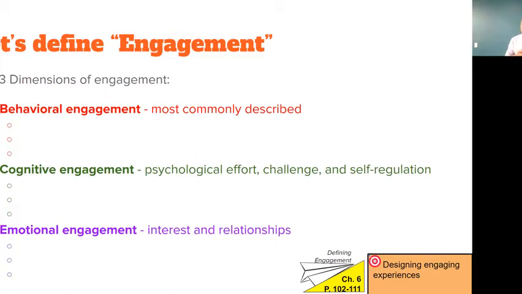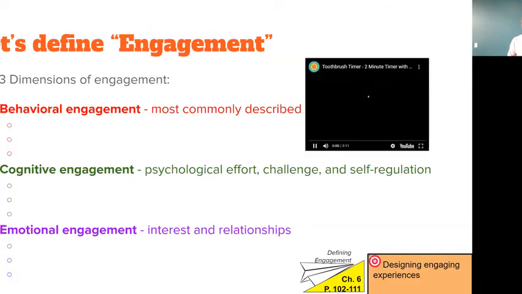So just to tease out what you think these might look like, we're going to give you 2 minutes to think about what are the observables, what are students doing when they're behaviorally engaged, when they're cognitively engaged, and when they're emotionally engaged. What are the things you're seeing when kids are behaviorally engaged, what are the things you're seeing when students are cognitively engaged, and what are you seeing when kids are really emotionally engaged in learning? You have 2 minutes to think about those observables. Here we go.